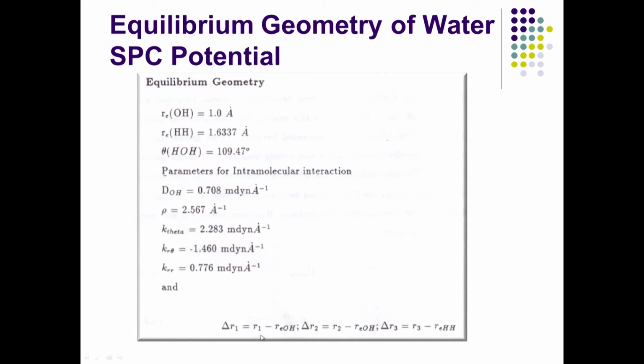So, delta R1 and R we are looking at equilibrium OH, delta R2, and again this is the second hydrogen atom connected with oxygen, and then we are looking at HH. So, you can think about a triangular molecule where the two sides are OH of 1.0 angstrom, and the third side of the triangle is 1.6337 angstrom.